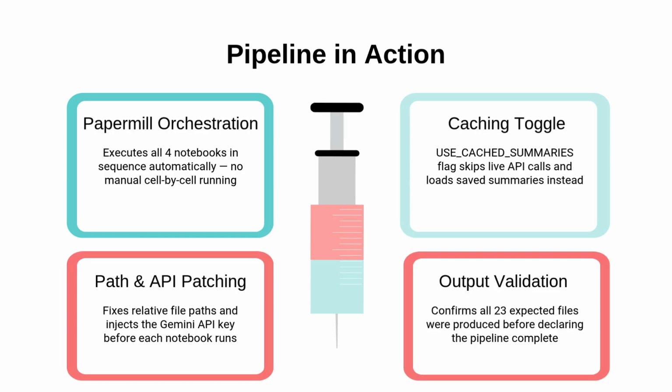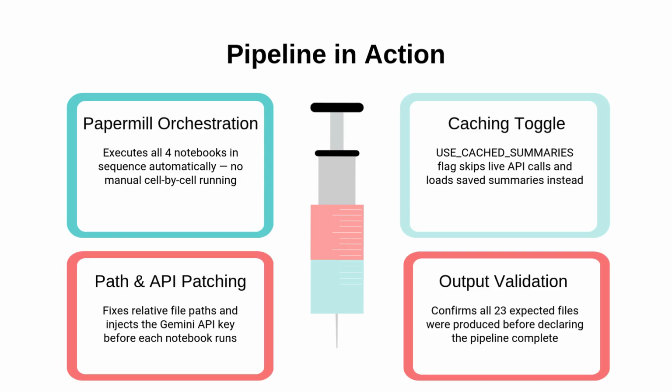Now, a pipeline that just calls 4 notebooks in order sounds simple, but there were some real engineering challenges to solve. The first was orchestration. We used a library called Papermill to execute each notebook programmatically. So the whole thing runs automatically without anyone manually hitting run on each cell. The second challenge was compatibility. Each notebook was originally written to run on its own Colab environment. So the pipeline has to patch file paths and handle API key injections before each notebook fires.